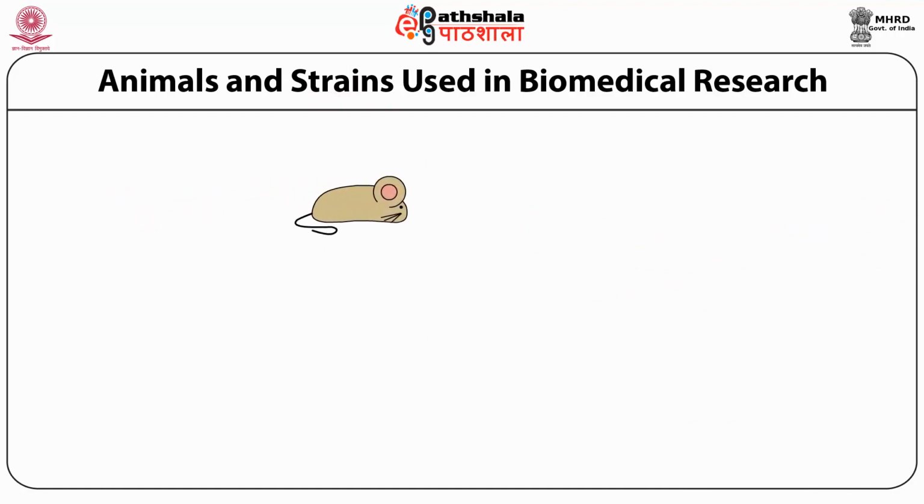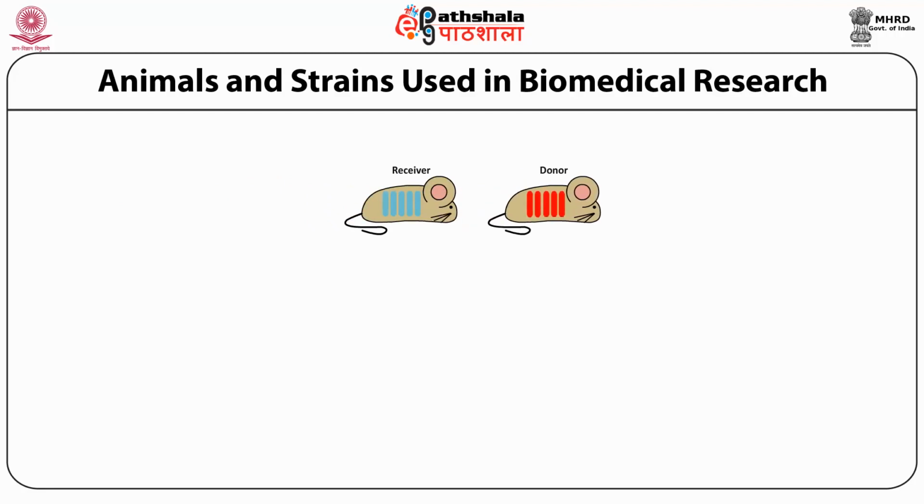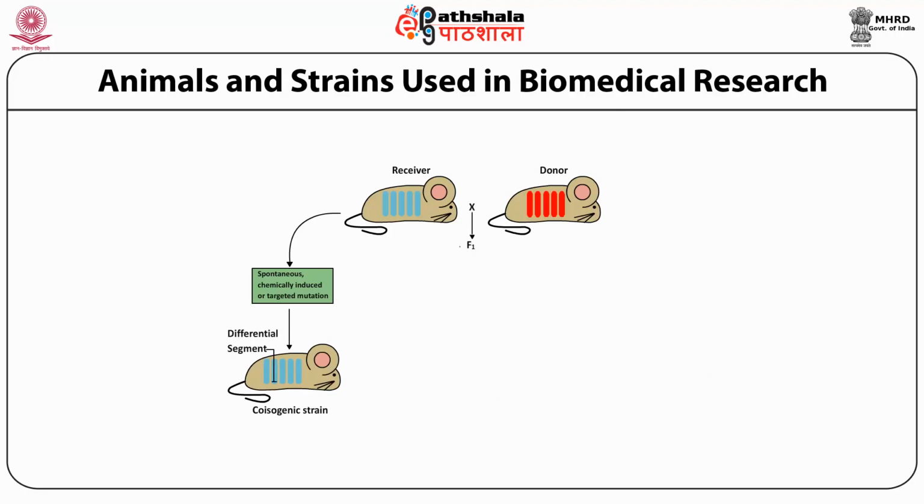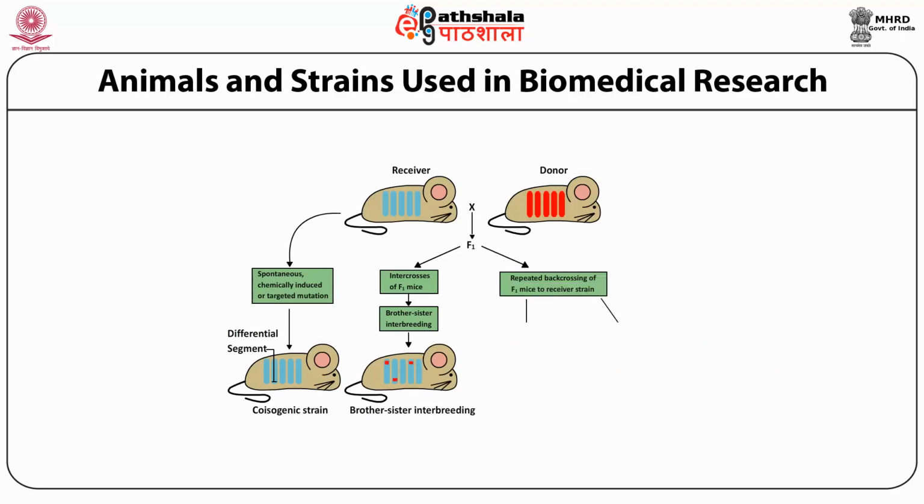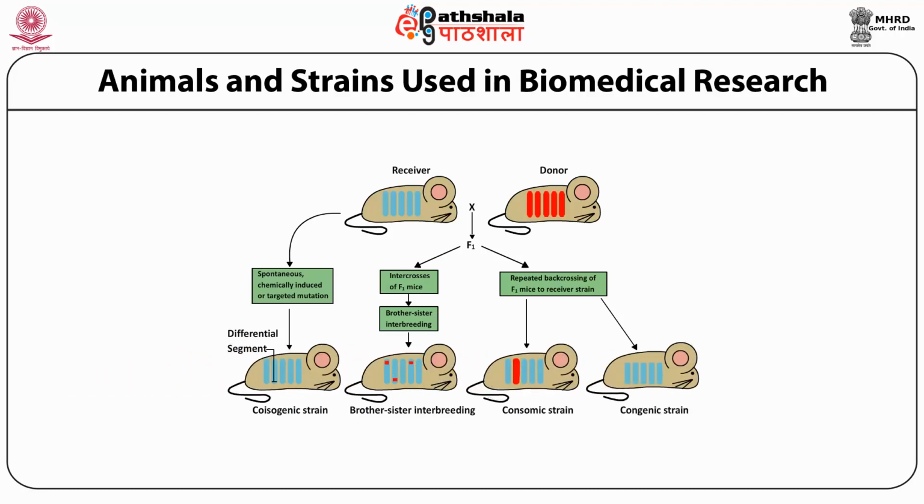This is a graphical representation of the varieties of inbred strains of mouse models. For example, if a receiver and a donor in homozygous condition are bred for many generations, we get inbred mouse. When a spontaneous, induced, or targeted mutation occurs in a particular inbred mouse at a different segment, we get a model called co-isogenic strains. When two inbred mouse strains, for example one of Bauxi and one of black, are mated to get a hybrid, we call it the F1 strain.